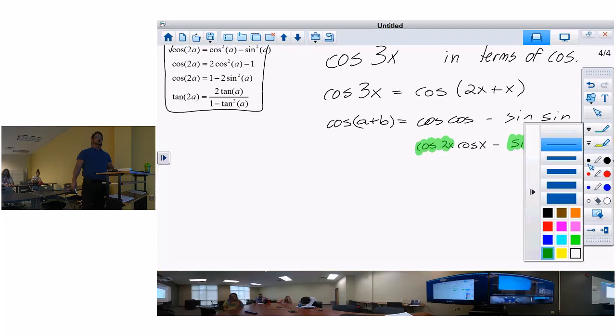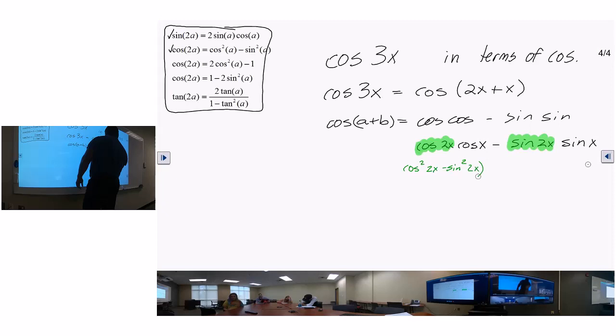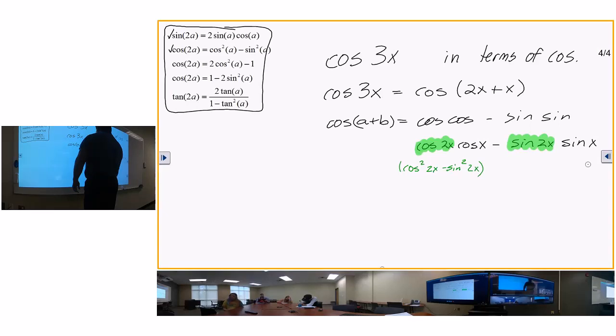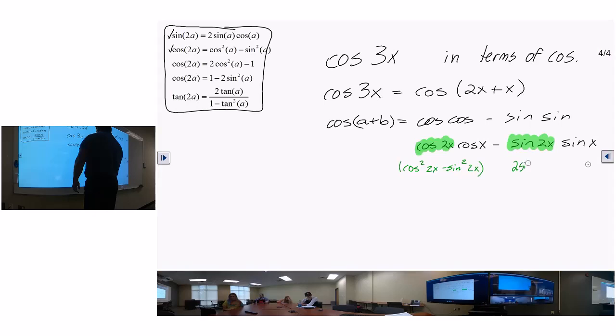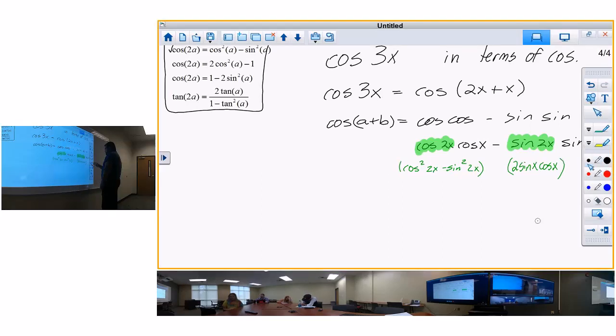So, I'll hit pen, red, there we go. All right, so I can rewrite the cosine of 2x as the cosine squared of 2x minus the sine squared of 2x, and I'll put that in green parentheses. And then I'm going to rewrite sine of 2x as 2 sine of x cosine of x, and put parentheses around it. Now, it's 100% algebra.